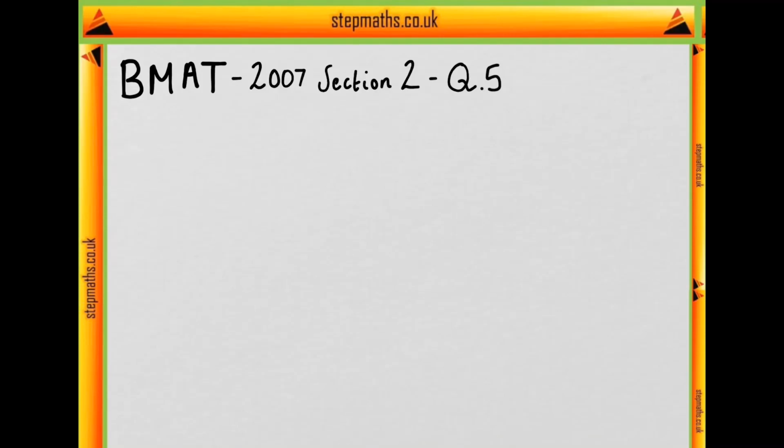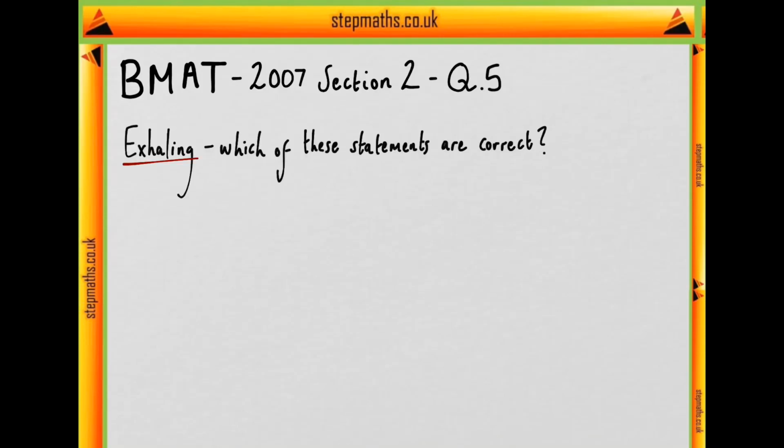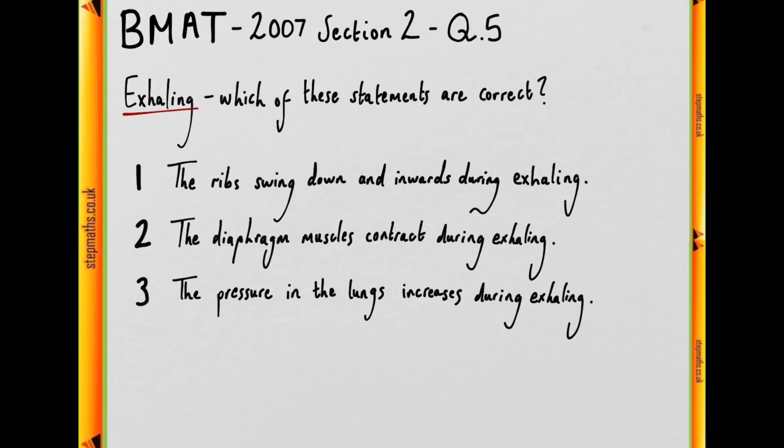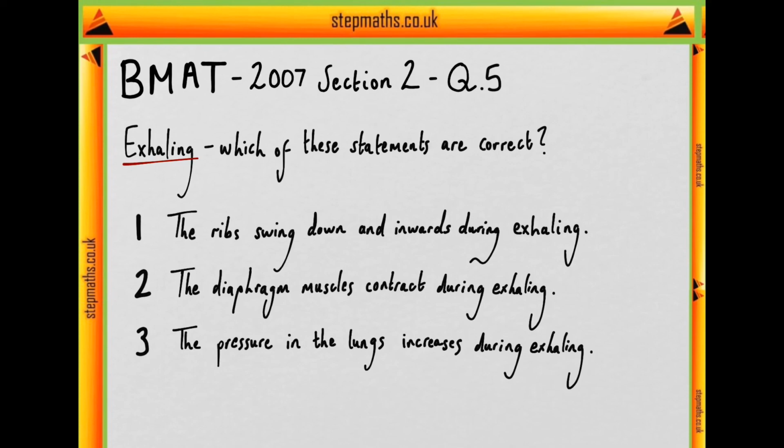In question 5, we're told that we have 3 statements about exhaling, and we have to work out which of them are correct. So we have our 3 statements here, which at a cursory glance appear to refer to the moving of the ribs, the moving of the diaphragm muscles, and the pressure in the lungs. So in order to answer this question and to quickly establish which of these are correct, it requires a basic understanding of what ties all of these together.